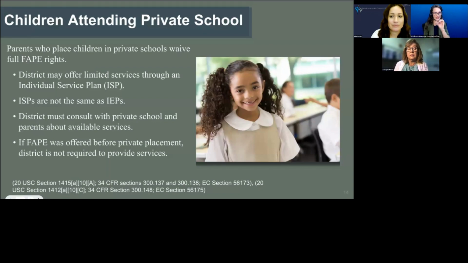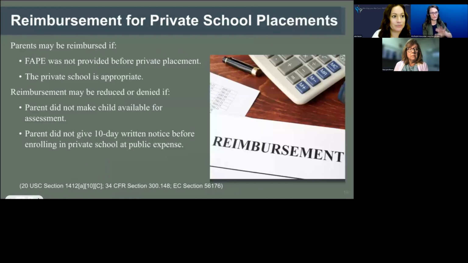Thank you, Raylyn. Next slide, please. Okay, reimbursement for private school placement. So parents may be reimbursed if FAPE was not provided before private placement, meaning the IEP offered was not appropriate, or that there were procedural violations, such as the IEP's goals were not being implemented.